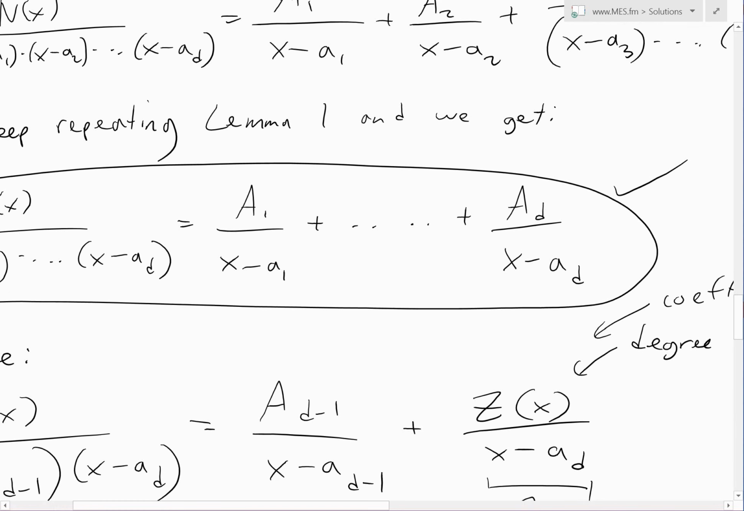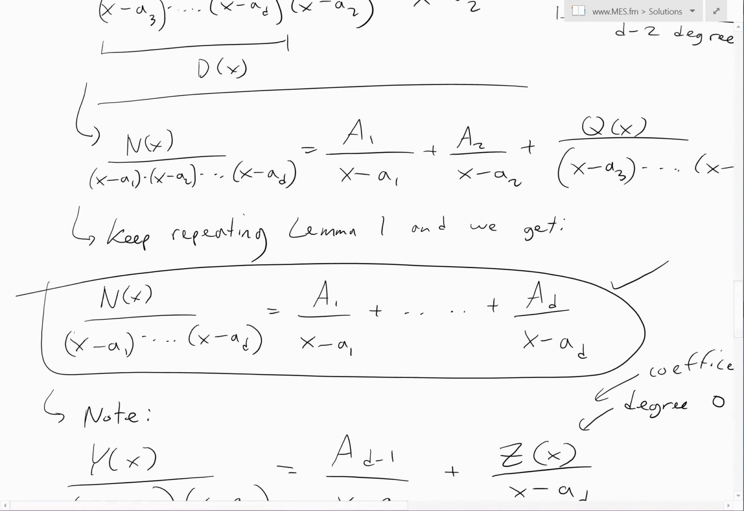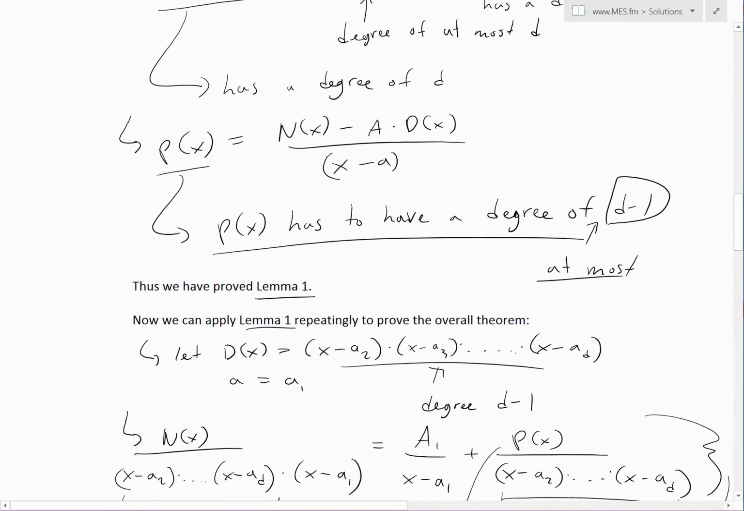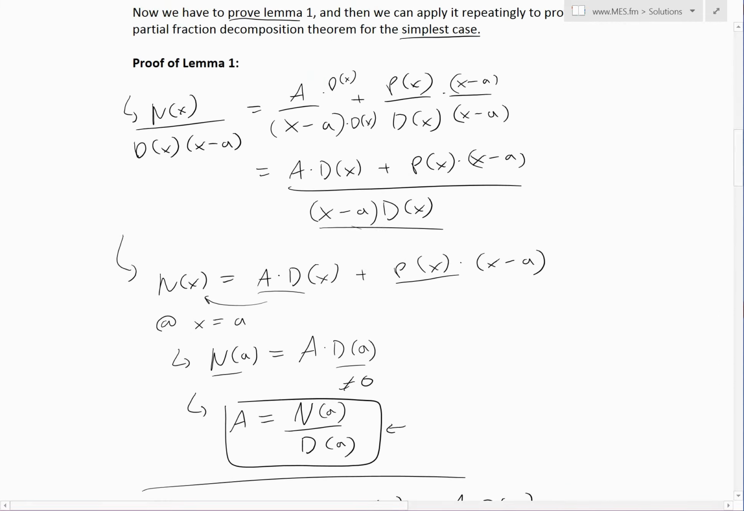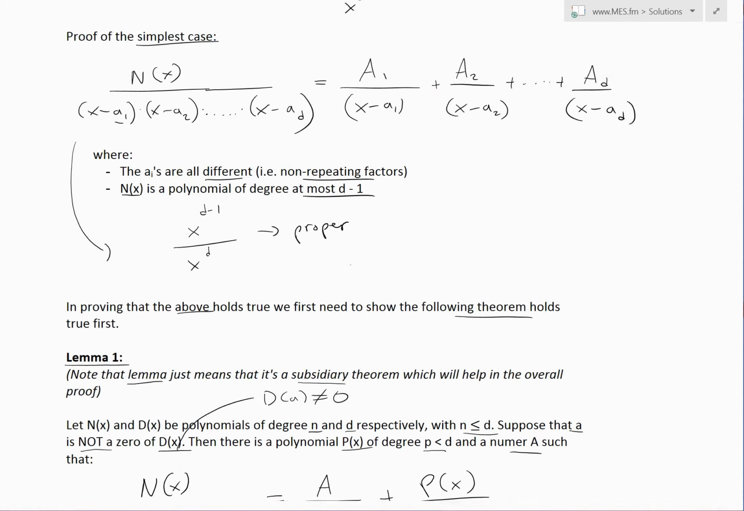And anyways, that is all for today. Hopefully you followed through this pretty extensive example. In a later video, I'll go over the general case, which includes repeating factors, and later we'll also see nonlinear factors.